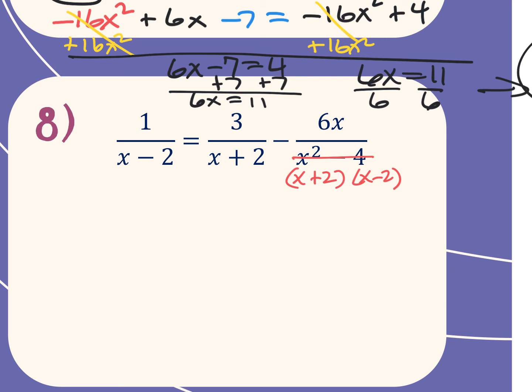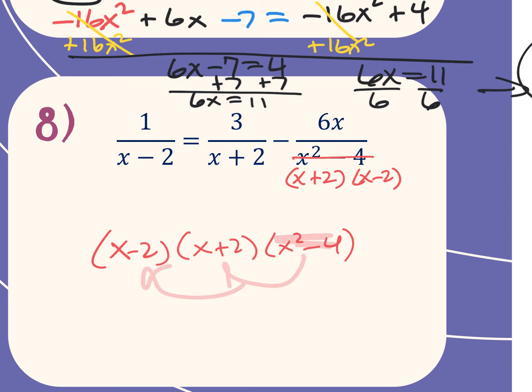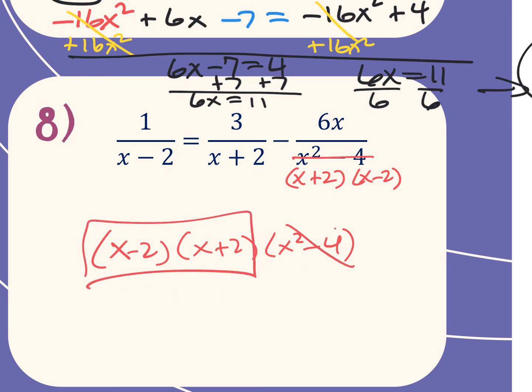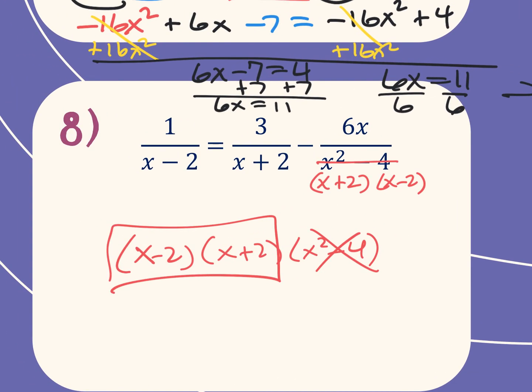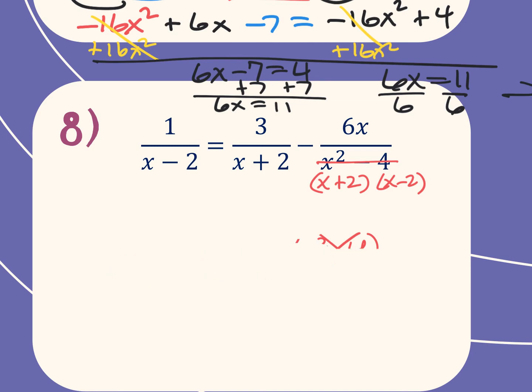So what I need to do is my common denominator is going to be both of those, x plus 2, x minus 2. I don't want to say that my common denominator is x minus 2, x plus 2, and x squared minus 4, because this thing is made up of these two. So my common denominator, or my LCD, is just this part of it. Don't repeat it.